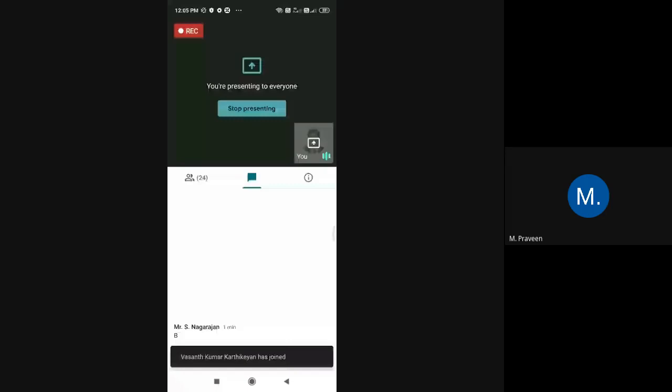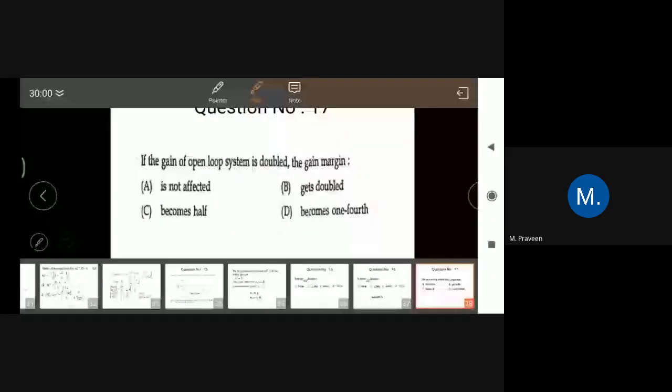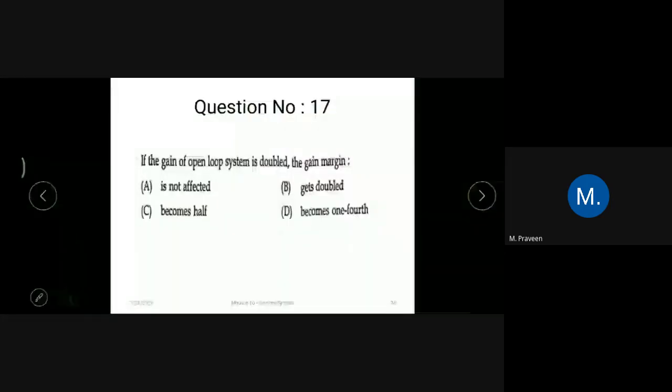Yeah, it's also very simple. Gain and gain margin are inversely proportional, or reciprocal, I can say. So when gain is doubled, gain margin will be reduced to half. When gain is increased by 4 times, your gain margin is decreased by 4 times, and so on. Since the gain is doubled here, your gain margin becomes half.